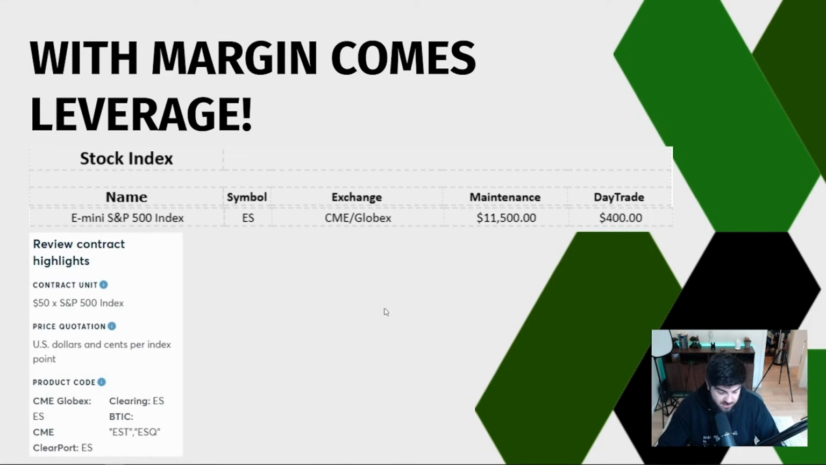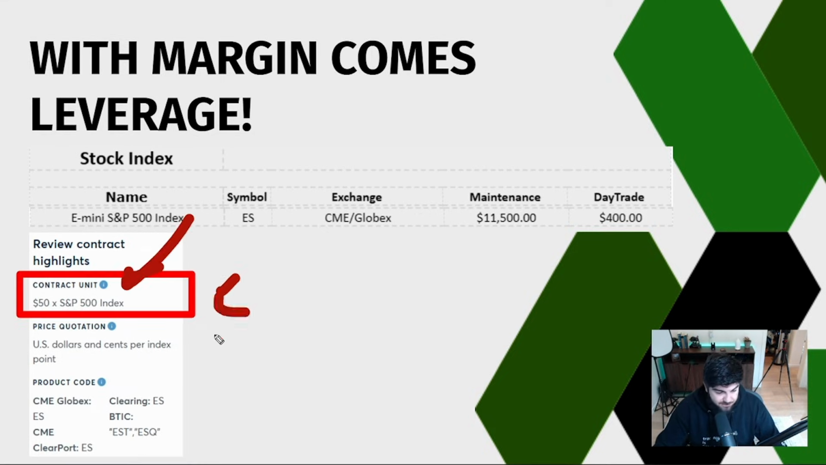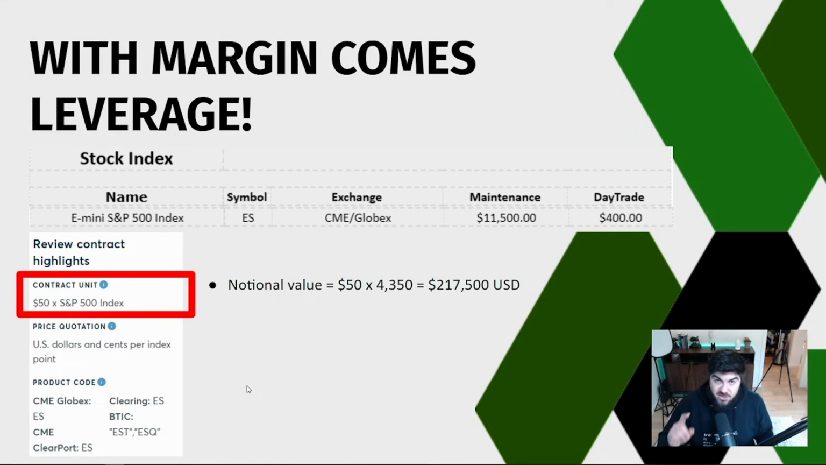So let me show you an example here with the S&P 500 contract. Again, this information is on the cmegroup.com. The contract unit for the S&P 500 futures market, the ES symbol, is $50 times the S&P 500 index. And you can see that here at the bottom left. I've put a box around it. This means that every time you trade one ES futures contract, the notional value of the trade is $50 times the price of the index at the moment.